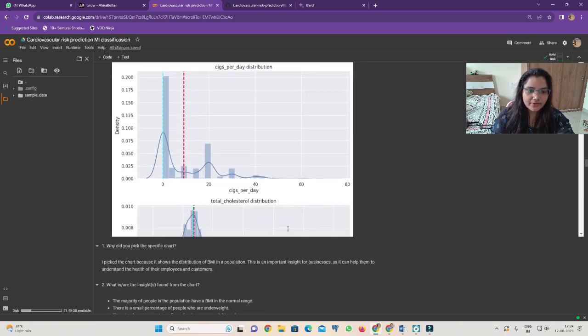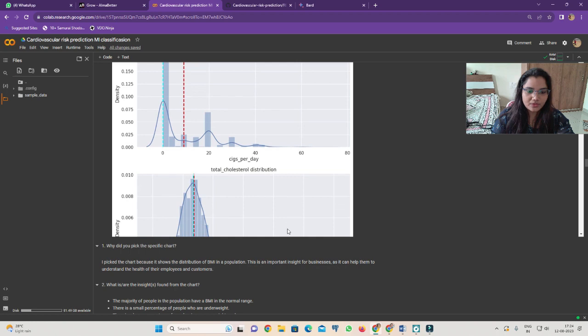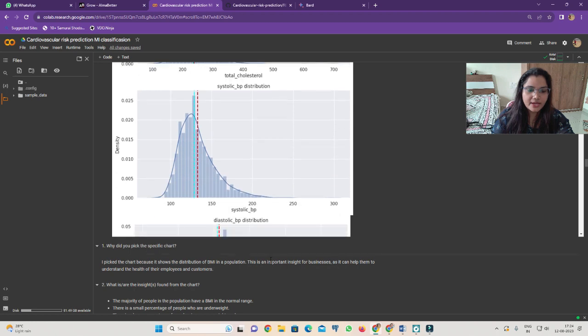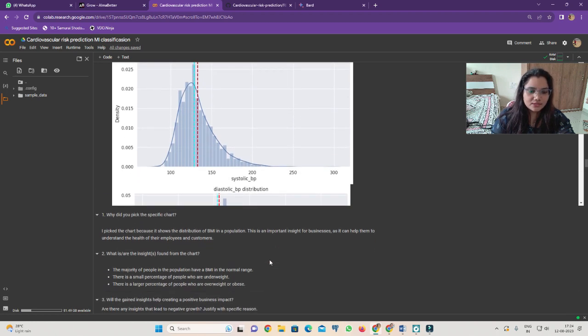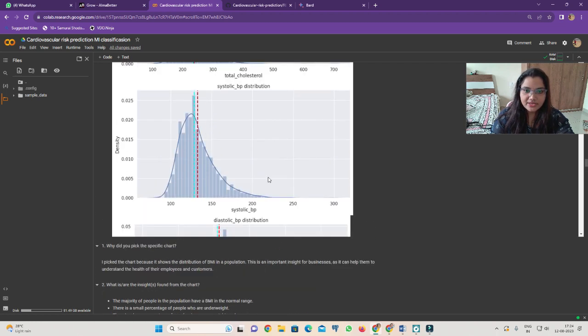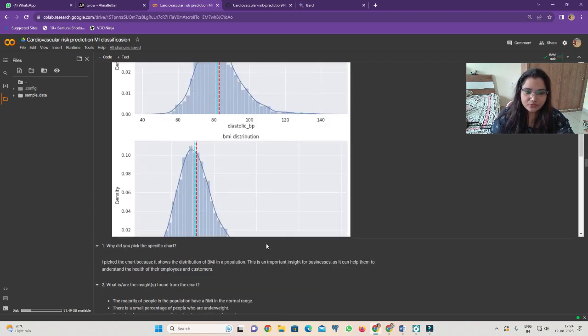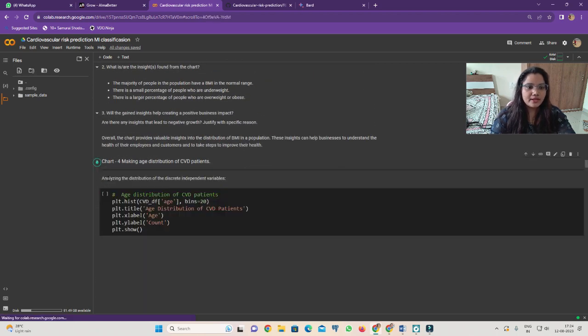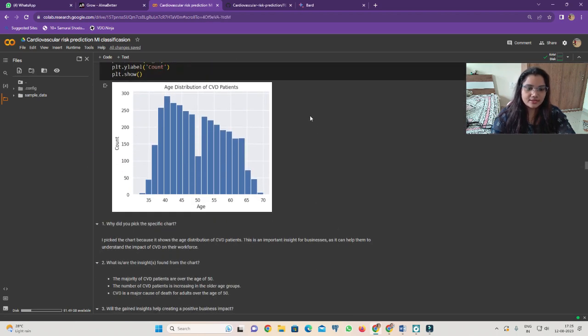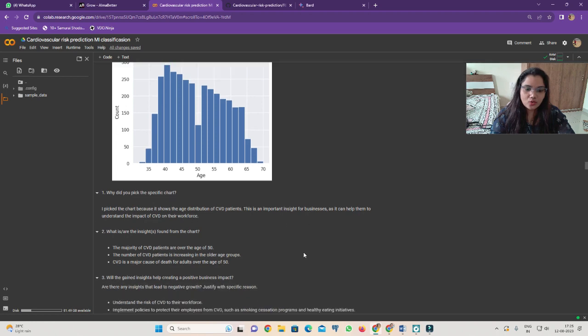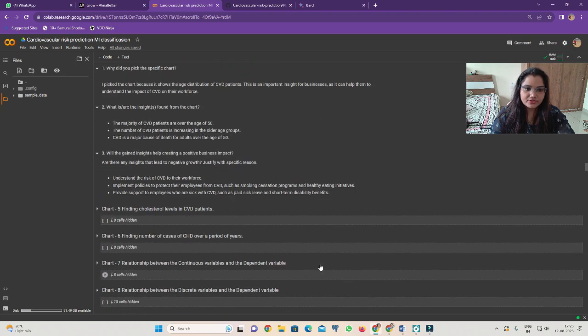We are going for the third chart. In the third chart we can see that the majority of people in the population have a BMI in the normal range. There is a small percentage of people who are underweight, and a larger percentage who are overweight and obese, which means they may have CVD in future. In the fourth chart we can see that the majority of CVD patients are over the age of 50. The number of CVD patients is increasing in the older age groups, so CVD is a major cause of death for adults over 50.